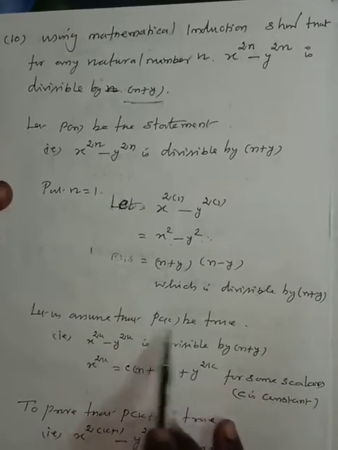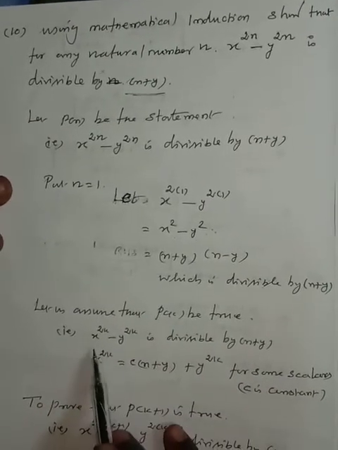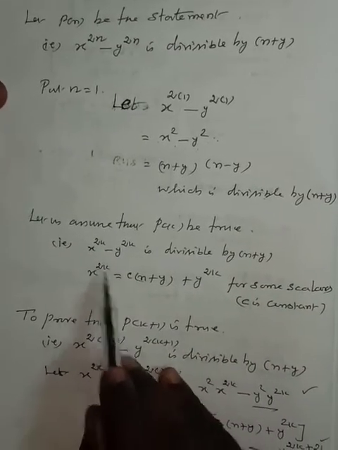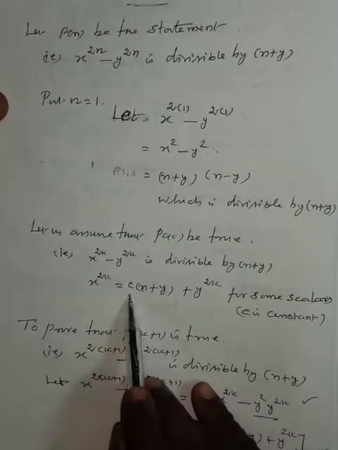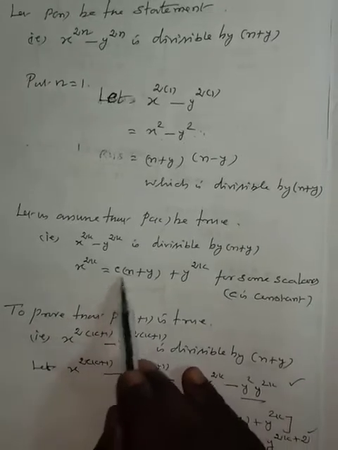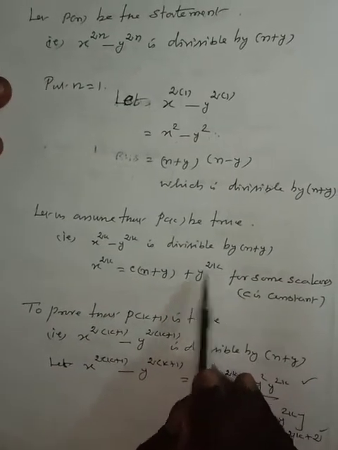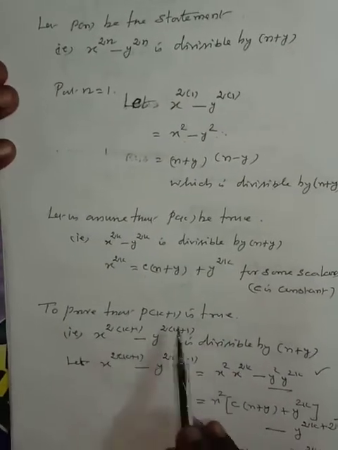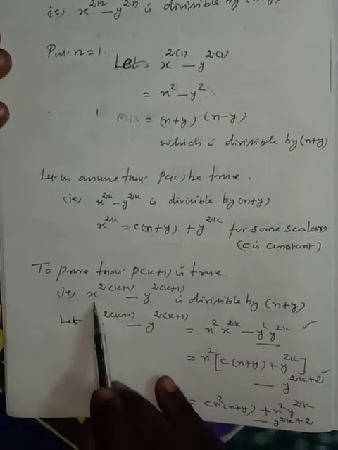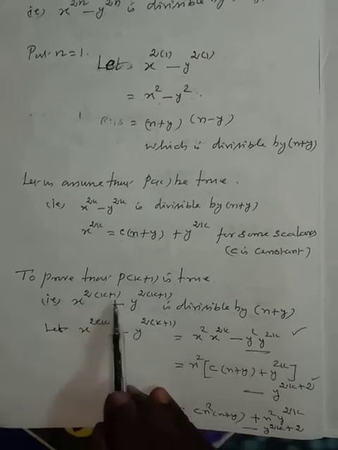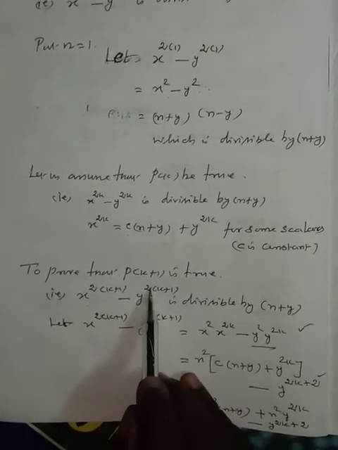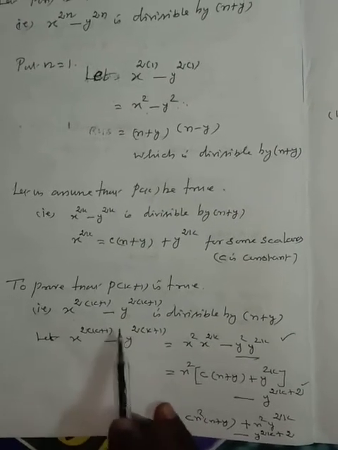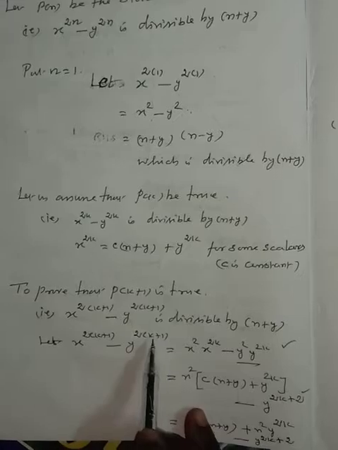Let us assume that P(k) is true. That is, x^(2k) minus y^(2k) is divisible by x plus y, so x^(2k) minus y^(2k) is equal to c into (x+y), taking c as some constant. To prove that P(k+1) is true, put k equal to k+1. Therefore x^(2(k+1)) minus y^(2(k+1)). Now multiplying, we get x^(2k+2) minus y^(2k+2).